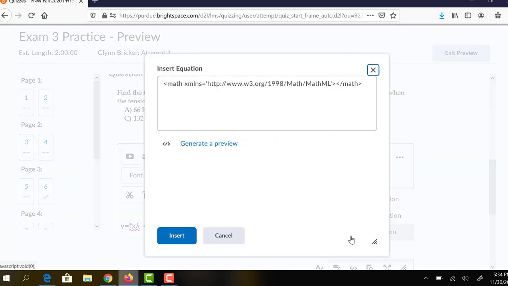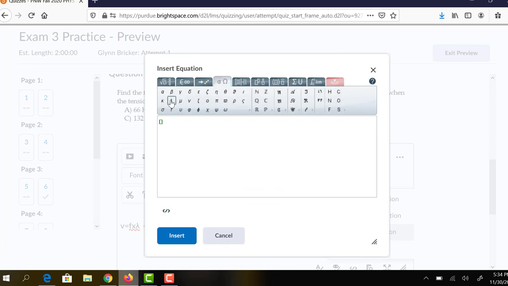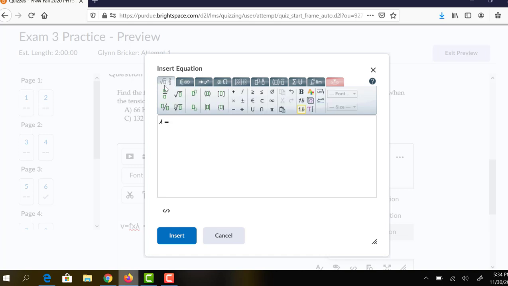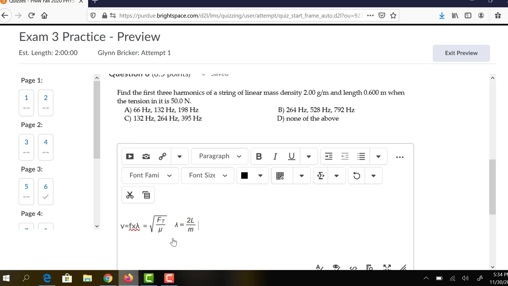Equation editor. Hit this thing, and then the wavelength, that's lambda, equal to 2L divided by m, and m is the mode. So I could insert that. Okay, so you can see that this is taking a little bit of time to actually do this, but anyway, this is a good little refresher here.